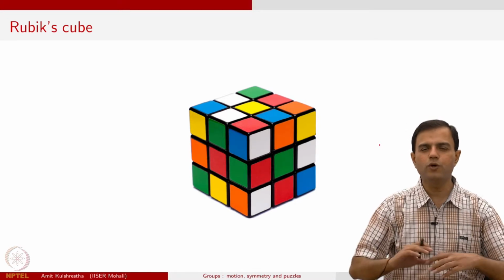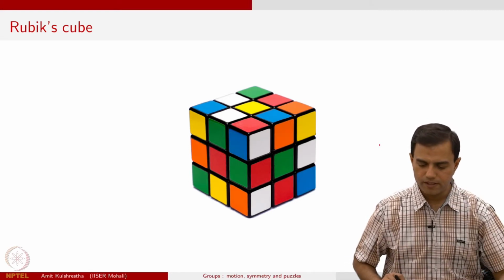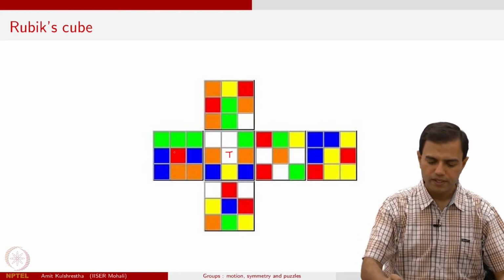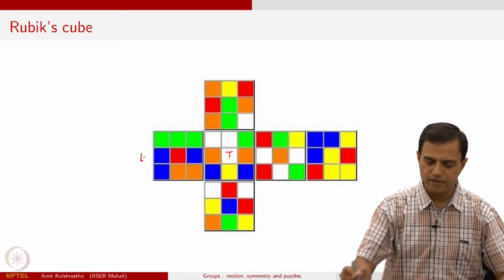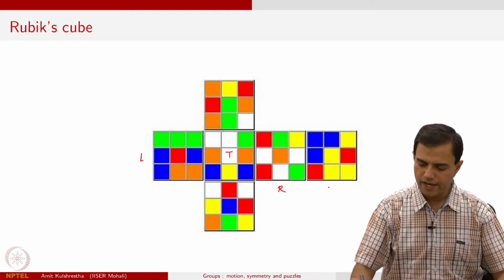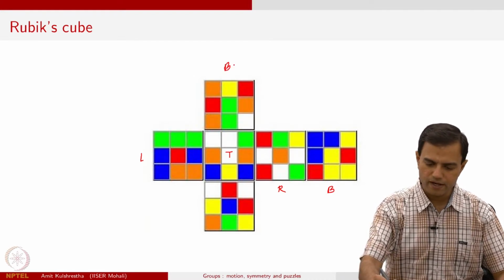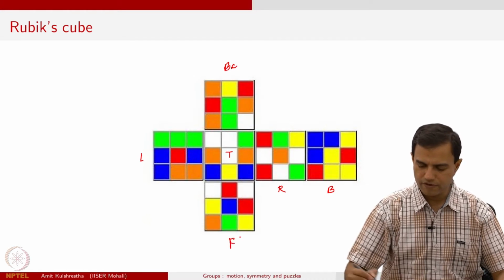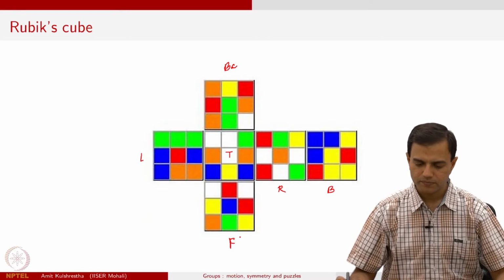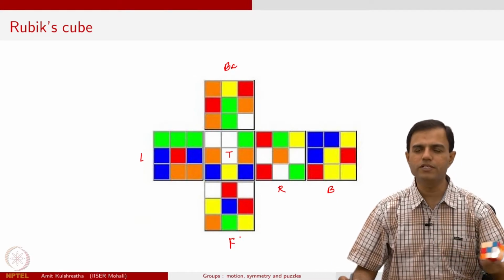What do I do? I just open this in the way that here I have, say, top, here I have, say, left, here I have right, here I have, say, bottom, and this is back, and this is, say, front. So I can open my Rubik's Cube in this fashion, right? And everything is about permutations. So let us see what kind of permutations happen.